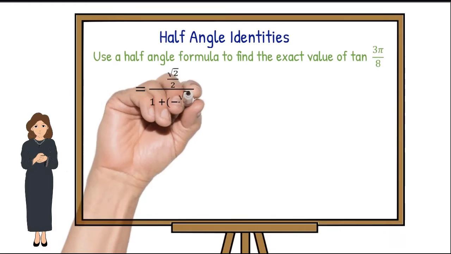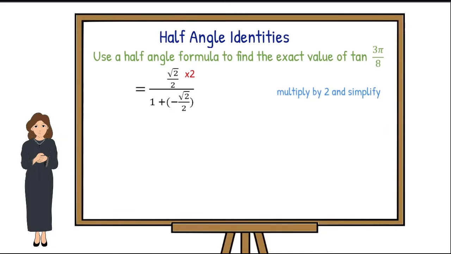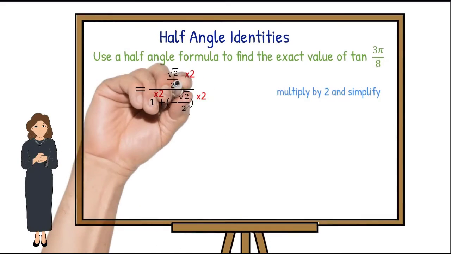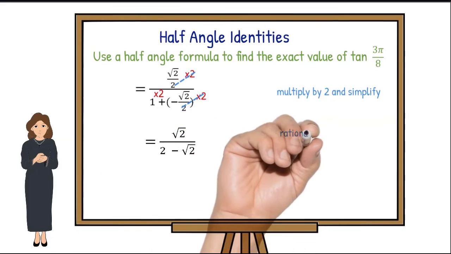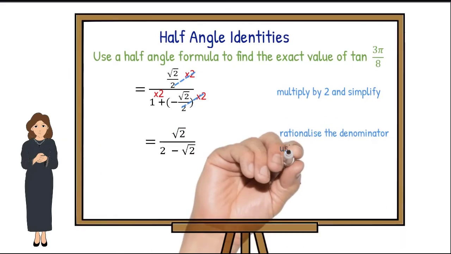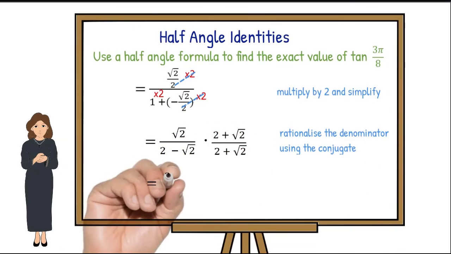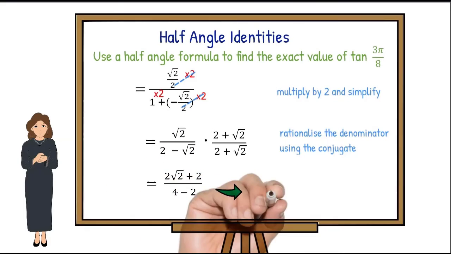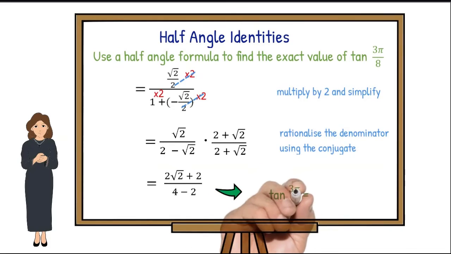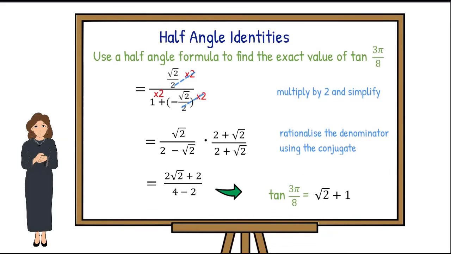So now we need to simplify further. So if you multiply the top and bottom by 2, and we can simplify, and this will give us our answer, but we have a root 2 on the bottom, so we need to rationalize with the conjugate, multiplying. And if we simplify, our final answer, the tan of 3 pi over 8 will be root 2 plus 1.